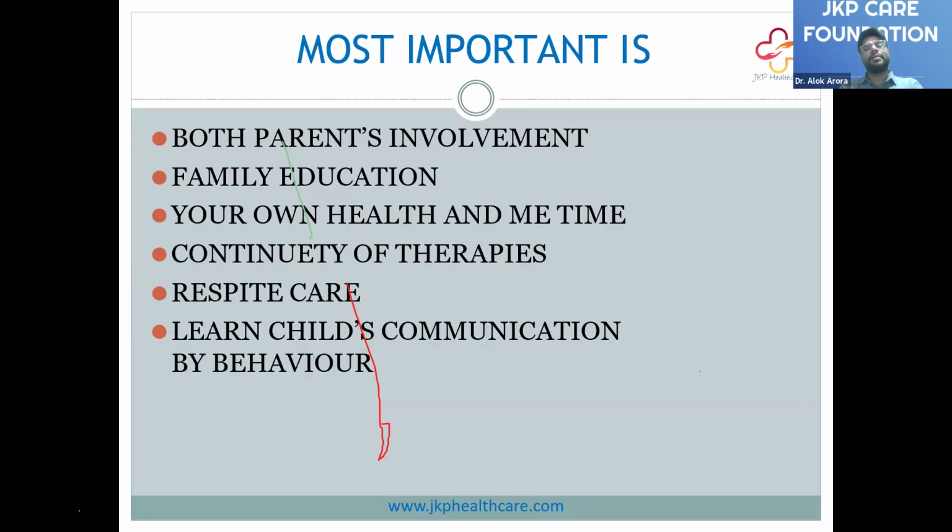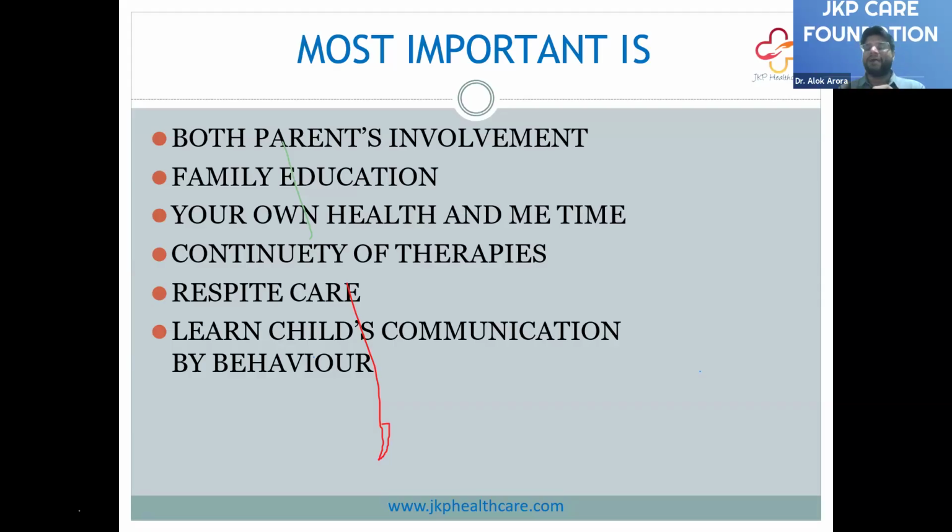So even if there is need of a holiday, fine, but take the homework from your therapist, so that when you come back, the child is at least at the level where the therapist had left them. Child is not going back. Okay. Learn the child's communication by behavior.